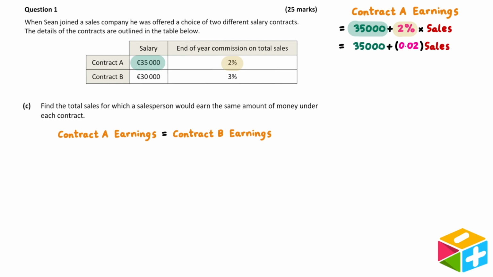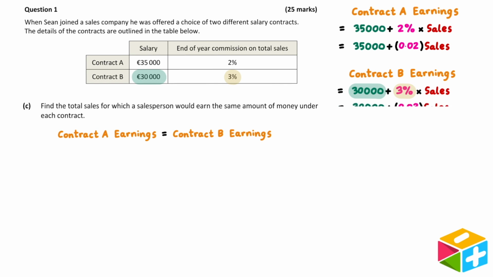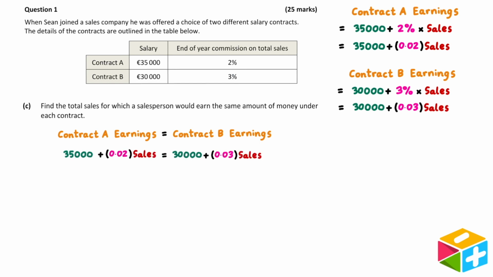Rewriting the 2% as a decimal, this becomes 35,000 plus 0.02 times the sales. The earnings from Contract B will be the base salary of 30,000 plus 3% of any sales made. Rewriting our percentage as a decimal, this becomes 30,000 plus 0.03 times the sales. Since we want the Contract A earnings to be equal to the Contract B earnings, we'll set these expressions equal to each other.